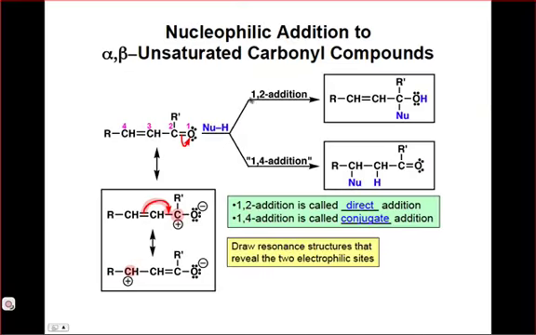This opens the door to two possible addition pathways: the direct or 1,2 addition pathway, which is the addition mechanism that we've seen in the past few webcasts, and the 1,4 or conjugate addition pathway, in which the nucleophile adds to the terminal carbon of the double bond, leaving the carbonyl group intact.